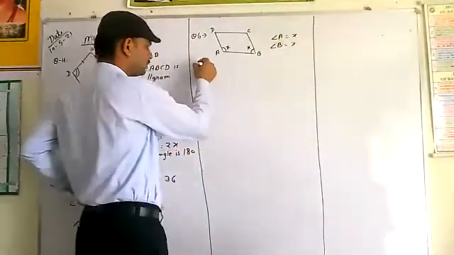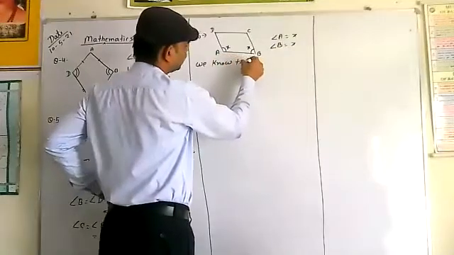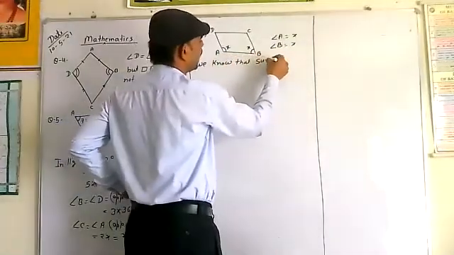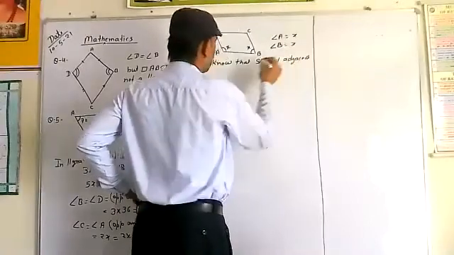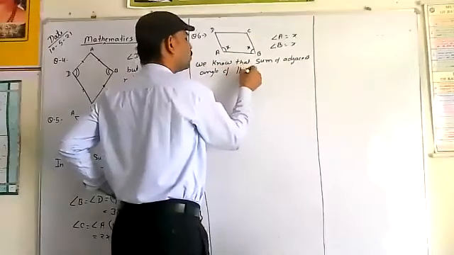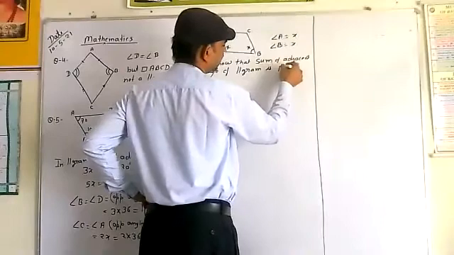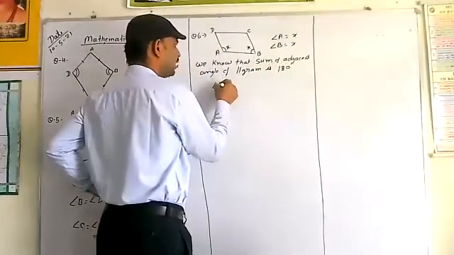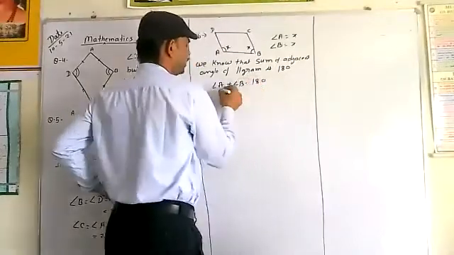We know that the sum of adjacent angles of a parallelogram is 180 degrees. Angle A plus angle B is equal to 180 degrees.